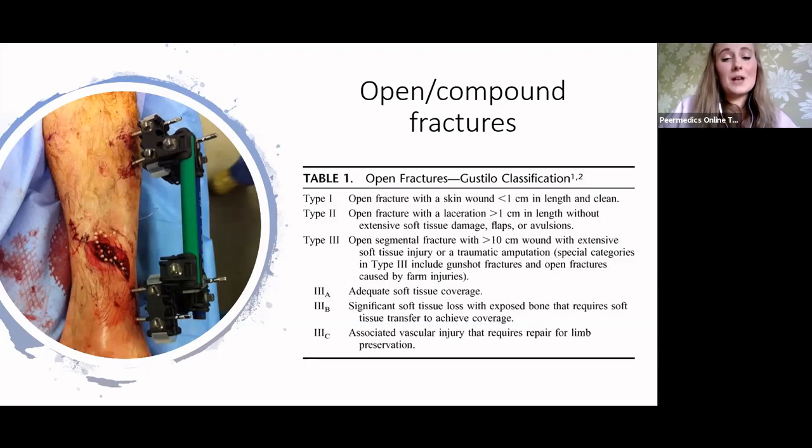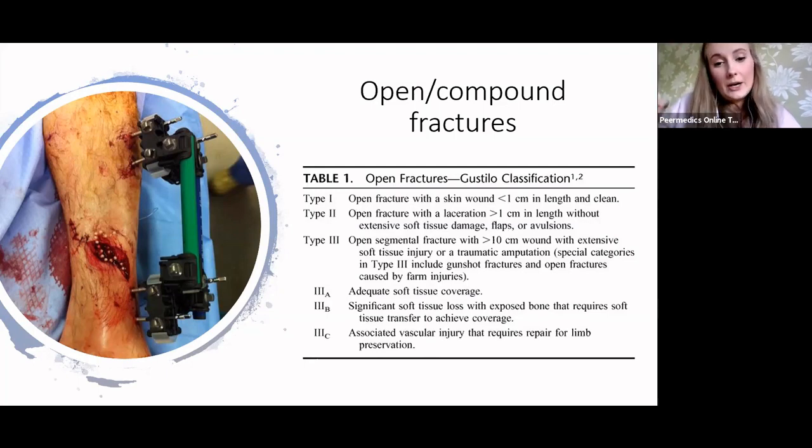These are a combined problem for orthopedics and plastics, and you classify them with the Gustilo-Anderson classification. A simplified version: if it's type 1, it's a low energy wound, less than 1 centimeter in length, and pretty clean, so quite a simple laceration. If it's type 2, it's just above 1 centimeter, still quite clean, but with some soft tissue damage. If it's type 3, it's much bigger, with quite extensive damage.